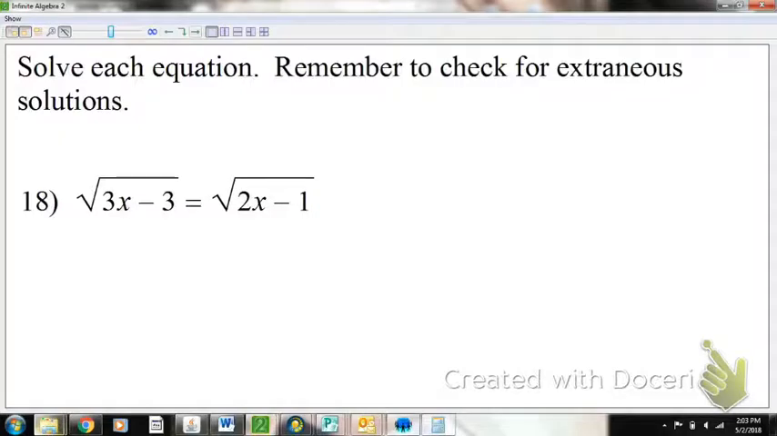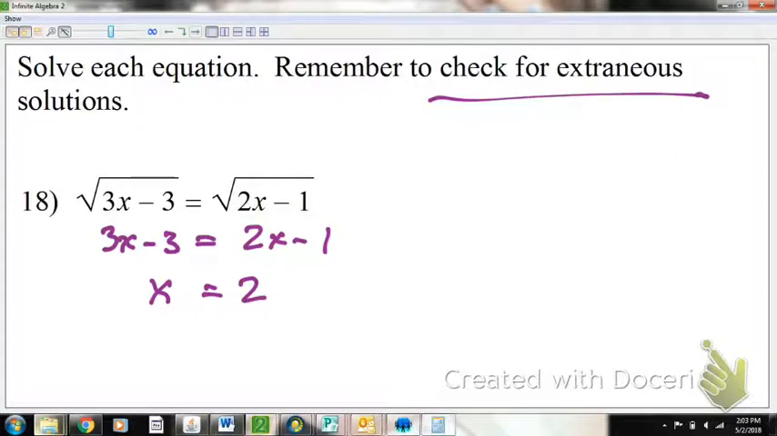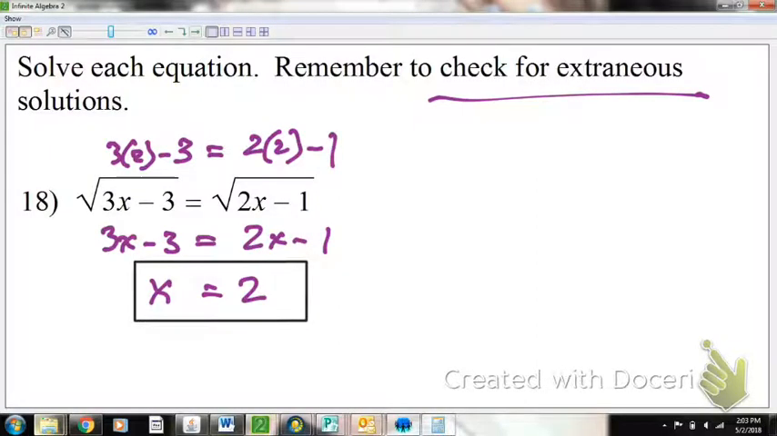All right, number 18. We're ready to square both sides. When you square both sides, the radicals go away, and we're left with 3x minus 3 equals 2x minus 1. Subtract 2x from both sides and add 3 to both sides, and we get x equals 2. Check for extra solutions. Is 3 times 2 minus 3 equal to 2 times 2 minus 1? On the left, we get 6 minus 3, which is 3. On the right, we get 4 minus 2, which is 3. So square root of 3 equals square root of 3 tells me that that is a good solution. All right, next one.